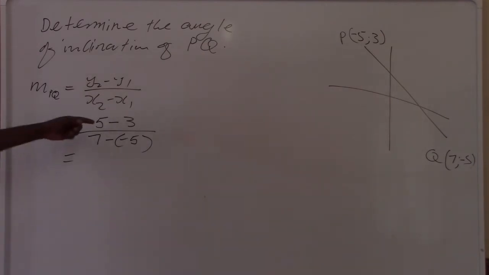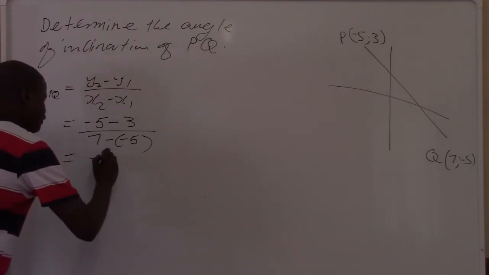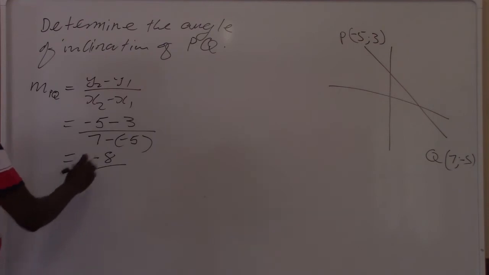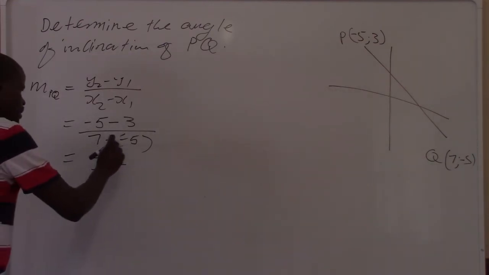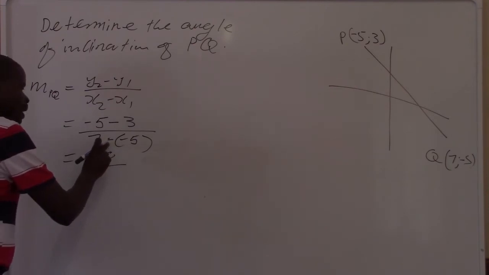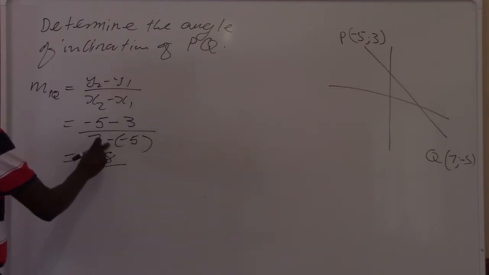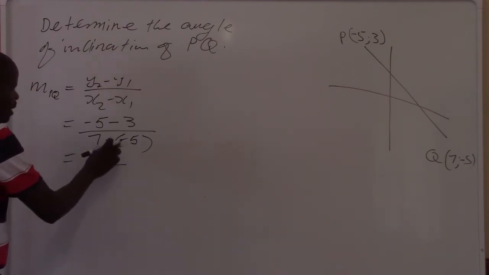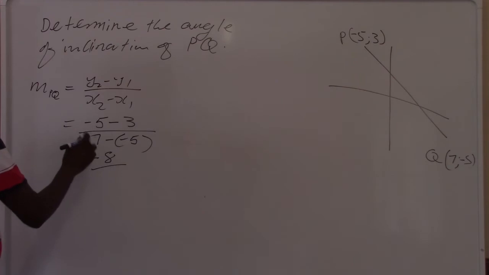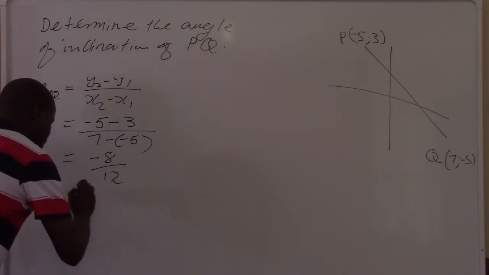Then what are we going to have? We will have negative 8 over, then this one is positive. So it is the same as 7 plus 5, because it's negative times negative, which is positive. So then it's 7 plus 5. So in that case, it happens to be 12.